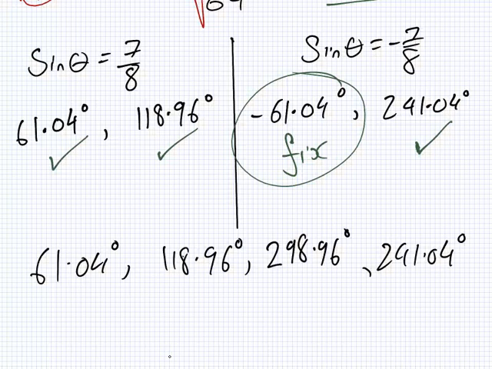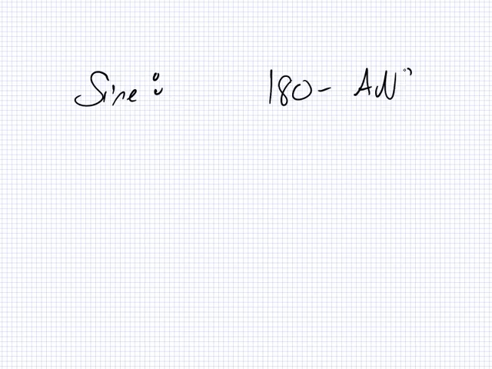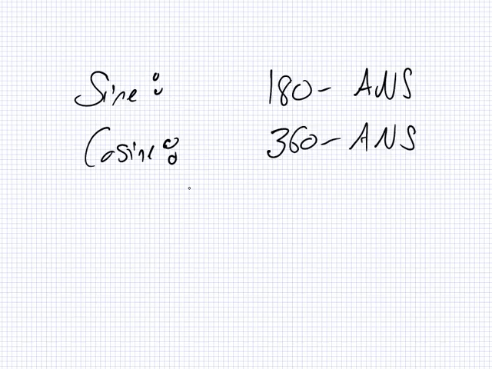So we don't have to get a third or fourth? Oh, we have 4 answers. No, I know that if I do get more answers, they'll be too big, more than 360. So for sine, you do 180 minus your answer for the second answer. For cosine, do you remember what it is? 360 minus the answer. And then for tangent?